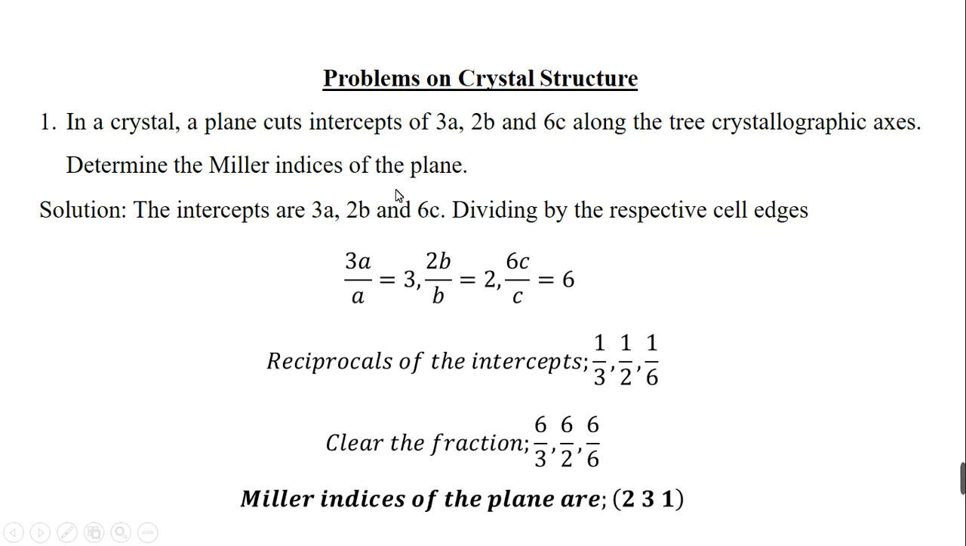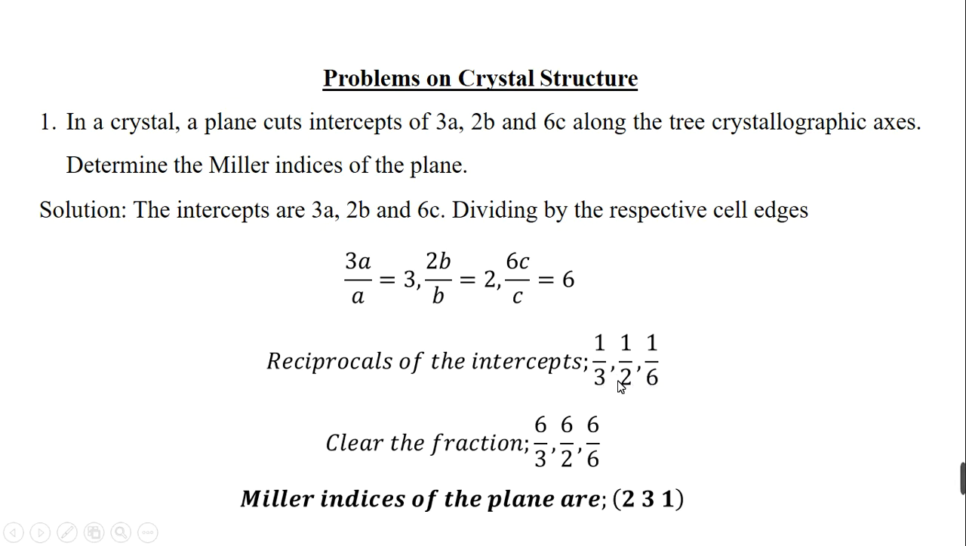The next step is to divide these intercepts by their respective cell edges. So 3a divided by a is nothing but 3, 2b divided by b is nothing but 2, and 6c divided by c is nothing but 6. The next step is to take the reciprocal of these intercepts. The reciprocals of these intercepts are 1 by 3, 1 by 2 and 1 by 6.